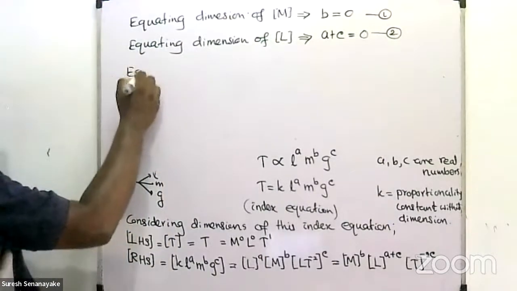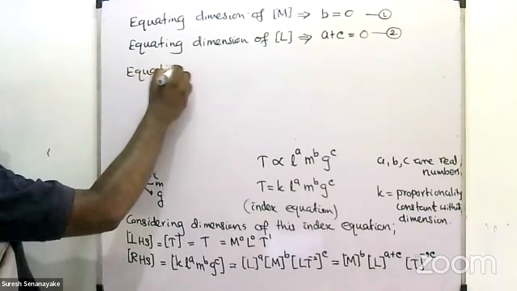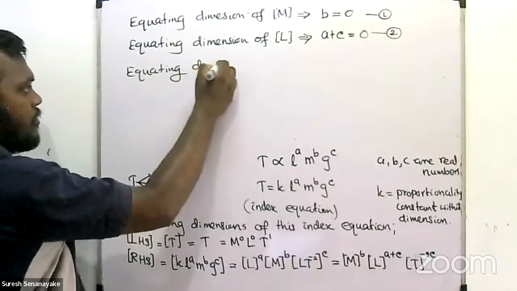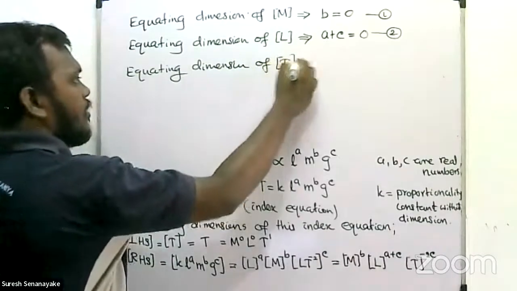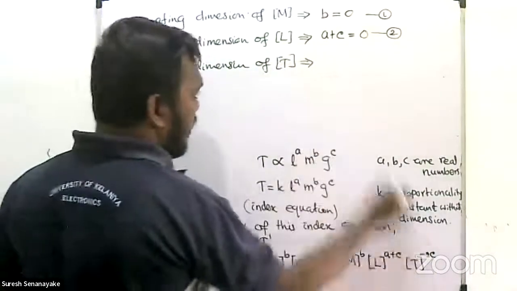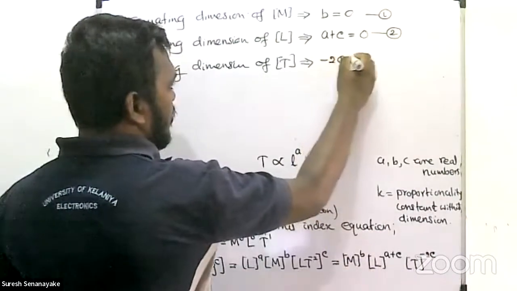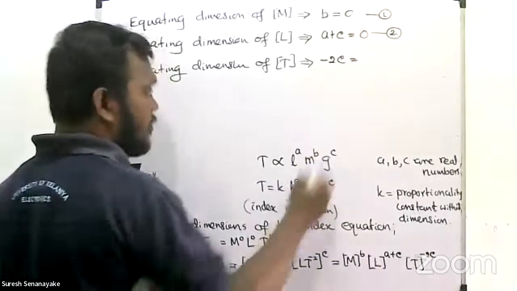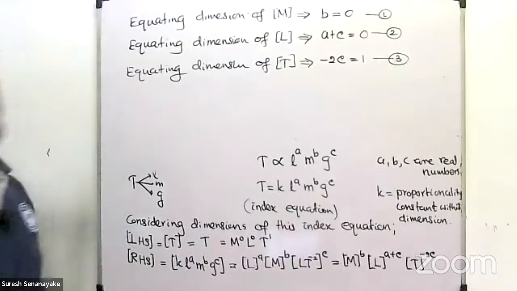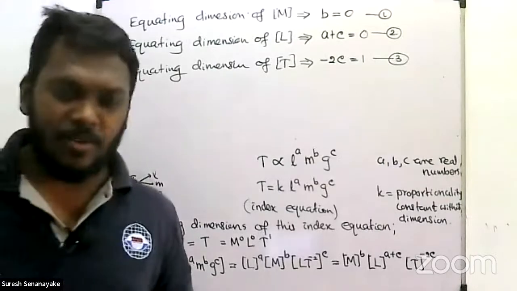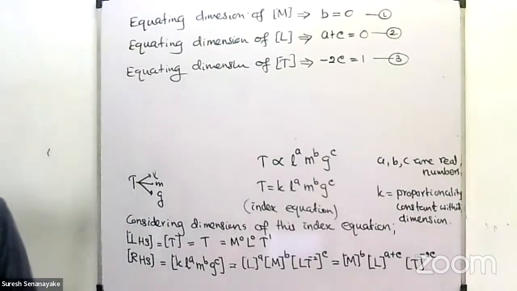Then equate dimension of time. So on this side it is minus 2C. On the other side it equals 1. That's the third equation. Then you can get three simultaneous equations. There are three unknowns, so three simultaneous equations with three unknowns. Then you can solve these simultaneous equations to find the unknowns.